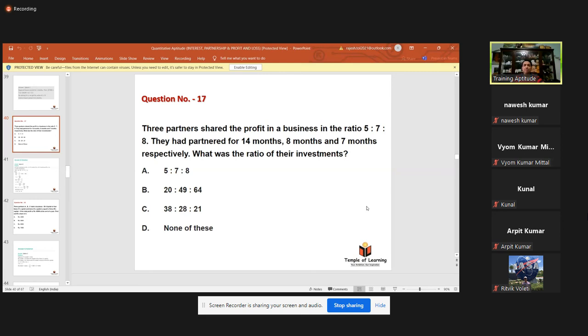Three partners share the profit in the business in the ratio of 5:7:8. They partnered for 14 months, 8 months, 7 months. Simple है. 14 months वाले को 5 parts मिला, 8 months वाले को 7 parts मिला, 7 months वाले को 8 parts मिला. ठीक है.